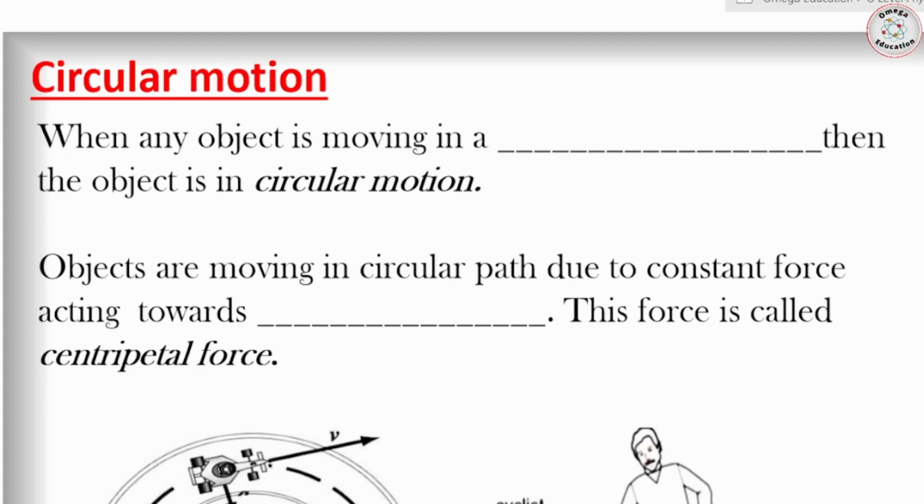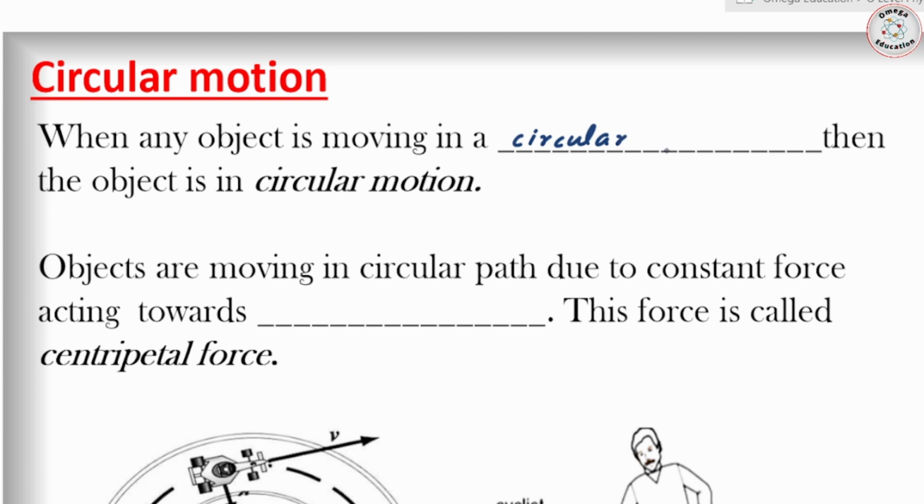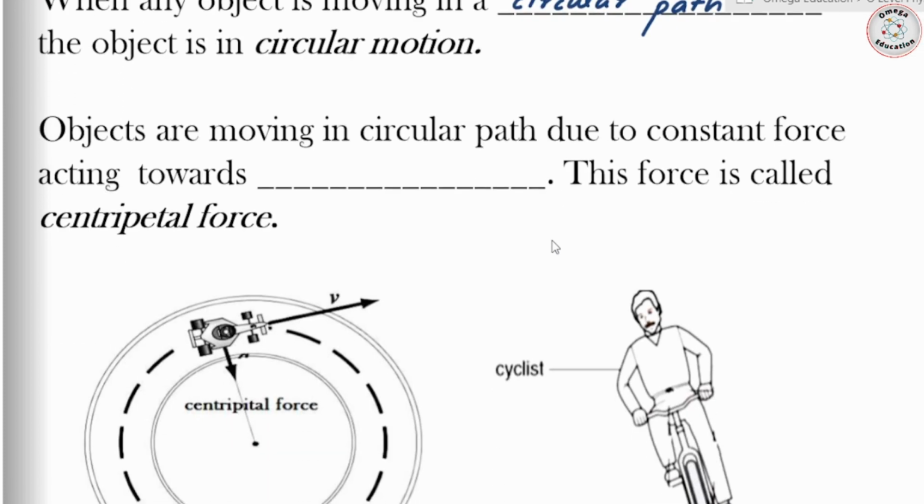Alright, then we have the last part of this chapter, the section of forces, that is circular motion. Whenever an object moves in a circular path, the object is said to be moving in circular motion. Objects move in a circular path due to a constant force acting towards the center of that circle. Which circle? The circular path in which the object is moving.